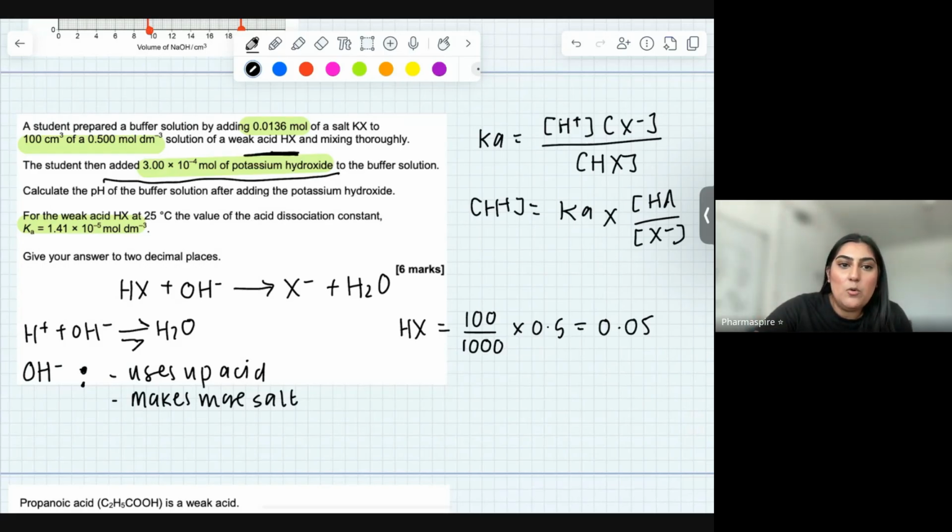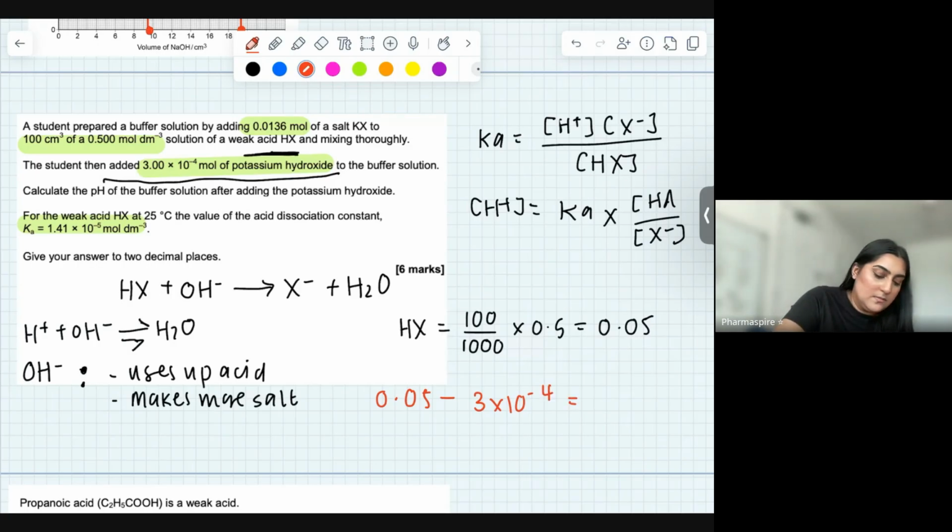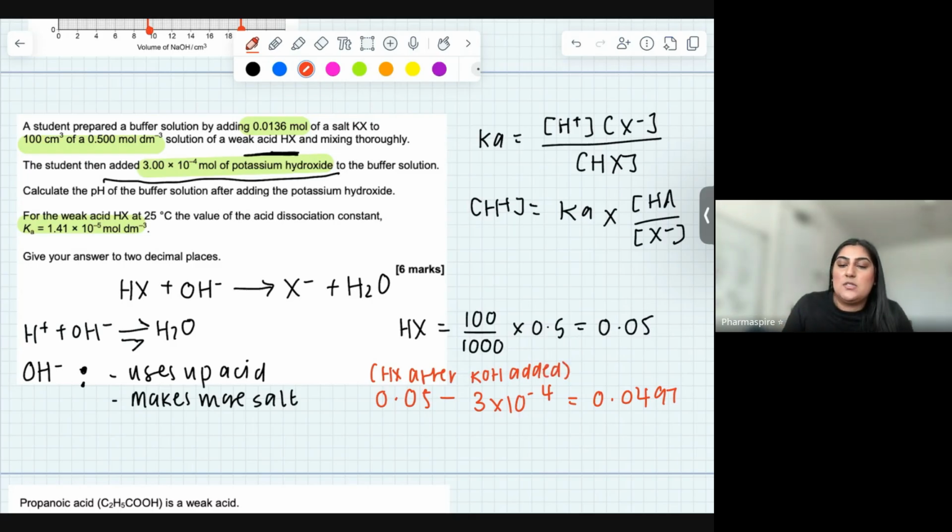Okay, so we've got the moles of HX. Now we need to know the amount of HX after you add the KOH. So I'm going to subtract: 0.05 minus the KOH amount that they added, 3 times 10 to the power minus 4. So you get 0.0497. That is HX after KOH added. That's done. Now, KOH is going to make a salt.